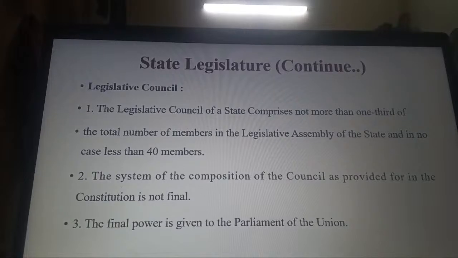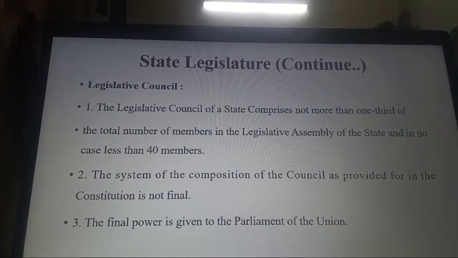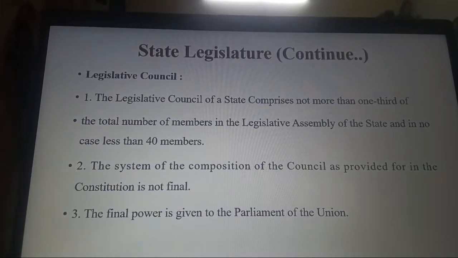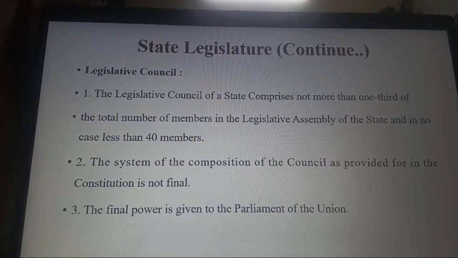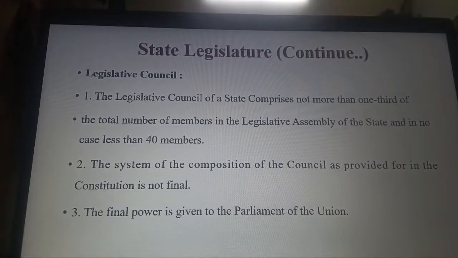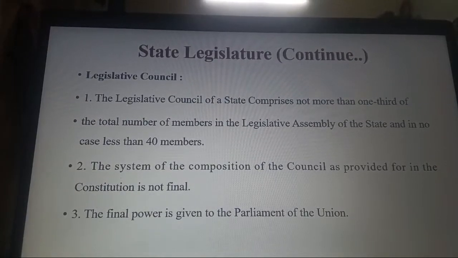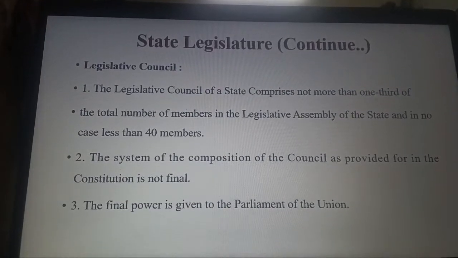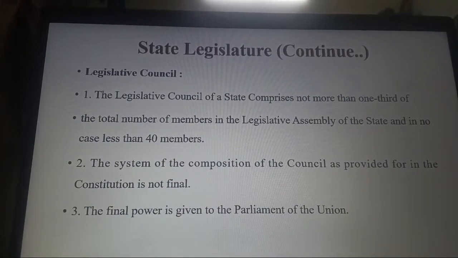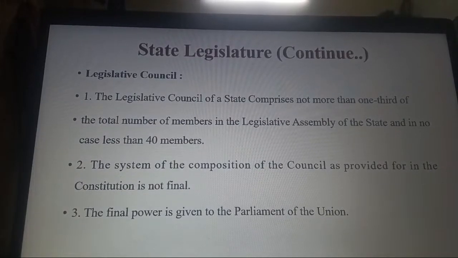Legislative Council. The Legislative Council of a state comprises not more than one third of the total number of members in the Legislative Assembly of the state and in no case less than 40 members. The system of the composition of the council as provided for in the Constitution is not final. The final power is given to the Parliament of the Union.